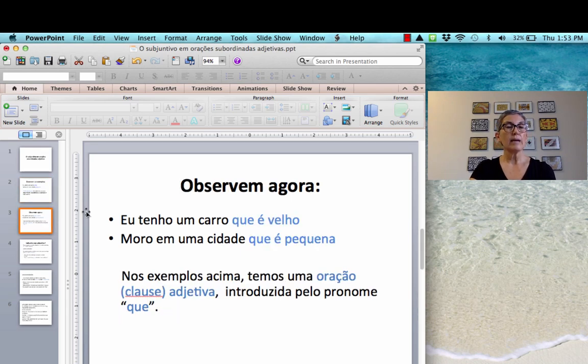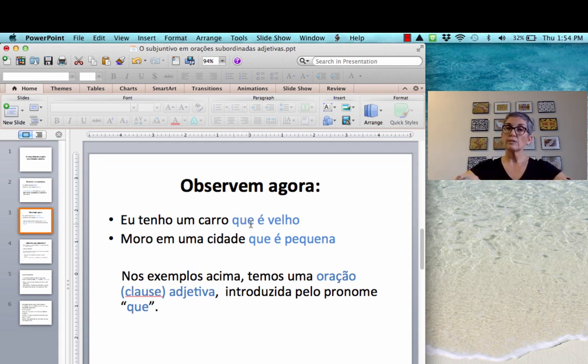Now, let's see what happens here. Observem agora. Eu tenho um carro que é velho. So what happened? Instead of saying I have an old car, you're going to say I have a car that is old. So that's why it's called an adjective clause, because it substitutes for the adjective. Instead of having just the adjective, now you have a clause. So you have que, and que takes the place of the adjective, right?